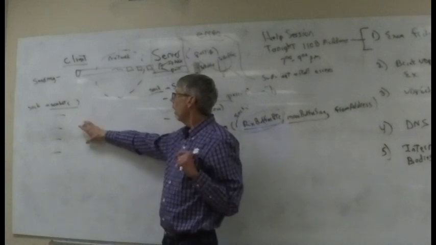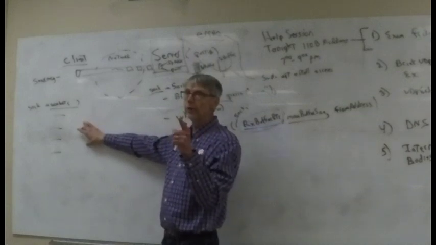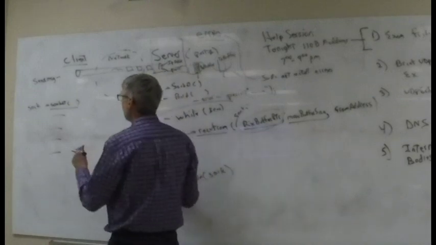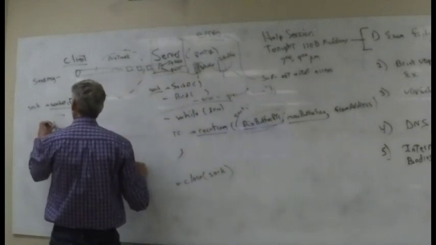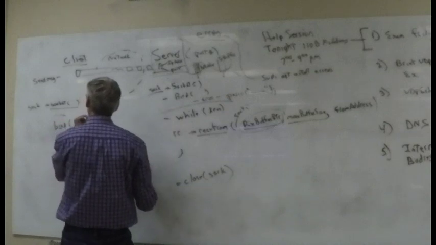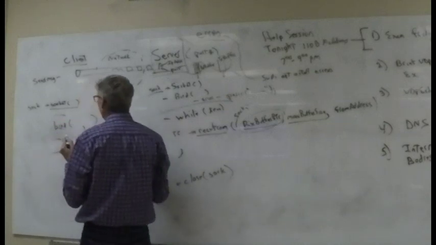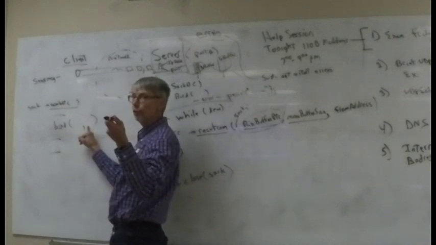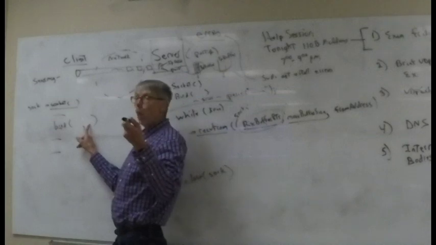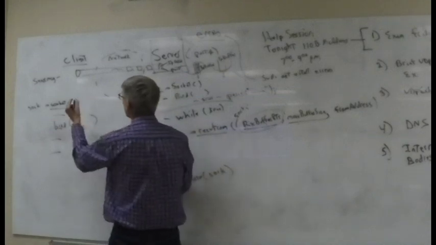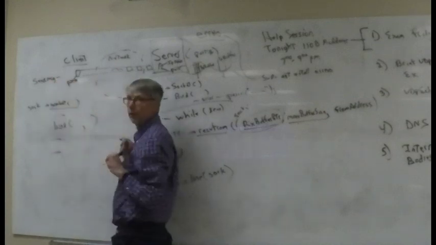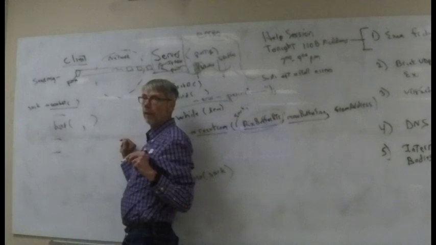So, it's optional. The norm would be no, it doesn't. What would be the point of it even binding? Right, so if it did a bind, it may choose to do so if it wanted to set its port number to something specific.